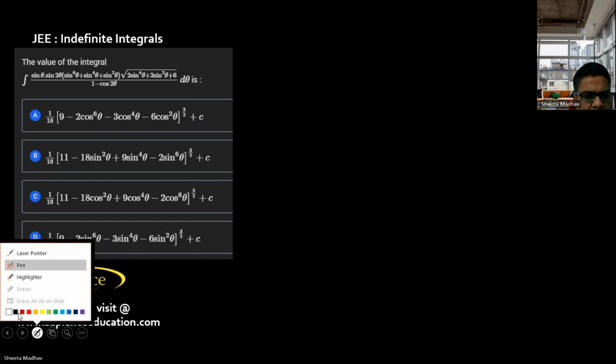Okay. So here it is told to find the value of this integral, which is integral sine theta. Here this 1 minus cos 2 theta we can write as 2 sine square theta, and this sine 2 theta again we can write as 2 sine theta cos theta.